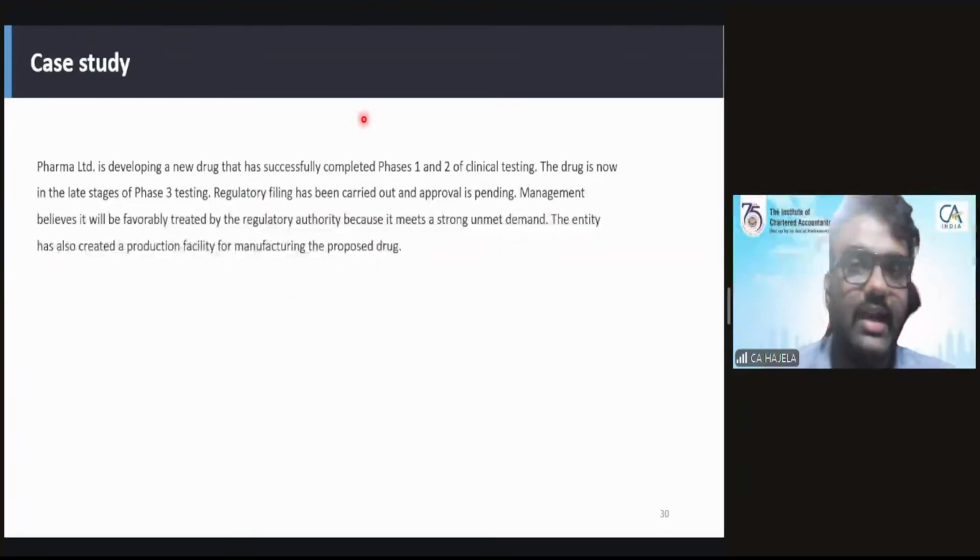आप मुझे बताइए, can this be capitalized? क्या ये डेवलपमेंट कॉस्ट कैपिटलाइज हो सकती है? सोचिए.